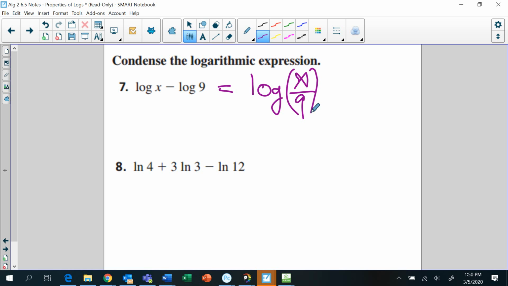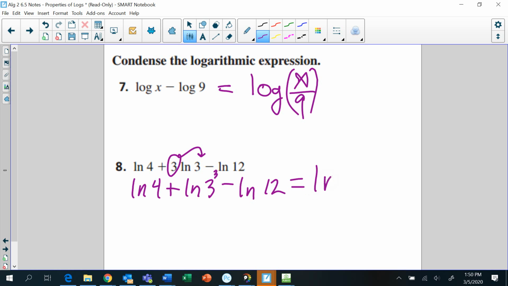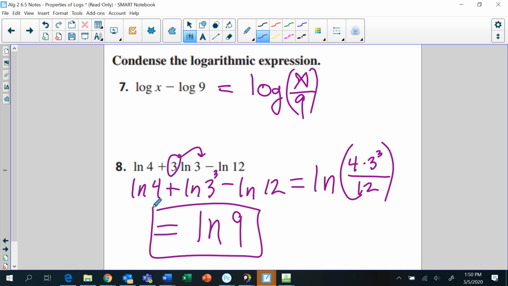Okay, next one. I'm going to condense. So the first thing I'm going to do is move the exponent of ln 4 plus ln 3 cubed minus ln 12. If it's on the top, it's adding. If it's on the bottom, it's subtracting. So I can actually go straight to the answer if I want to. ln, I've got 4 times 3 cubed on top, and on the bottom I have a 12. Fine. And I will simplify that to ln 9.